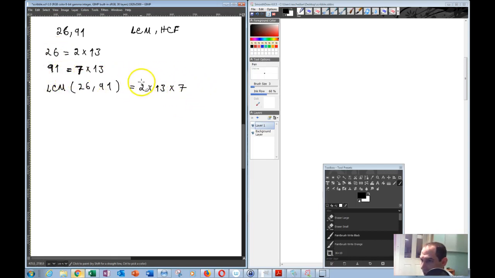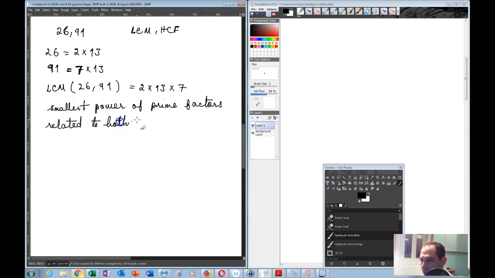Now if you pay attention to how we did this, it is actually the smallest power, not the number, the smallest power of prime factors related to both numbers. What that means is that the prime factors of these two numbers are 2, 7, and 13, all of them put together, related to both numbers.